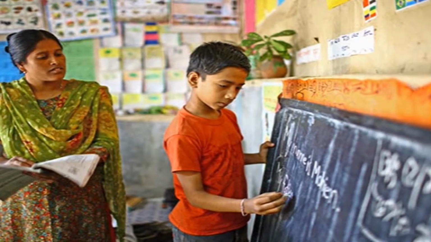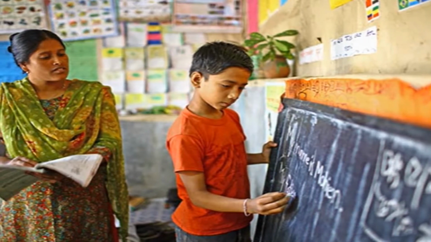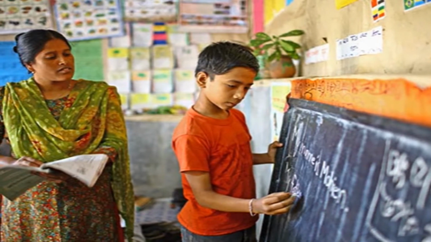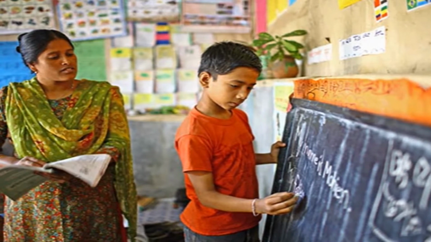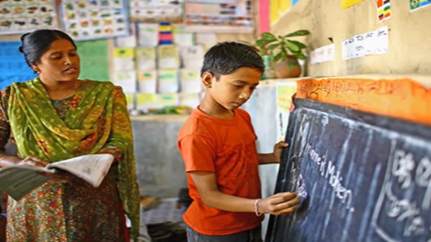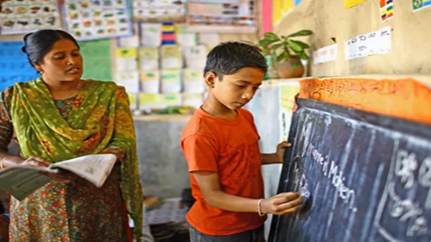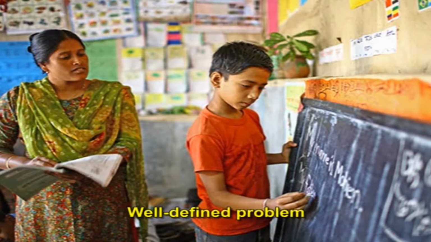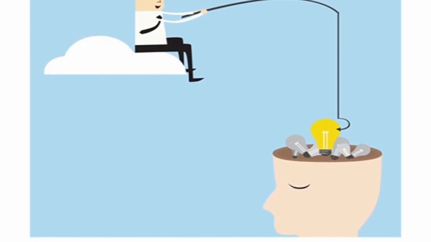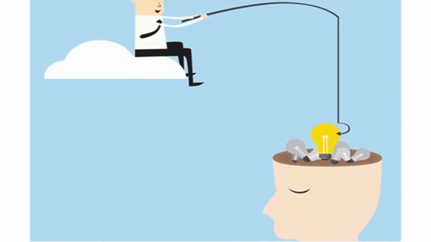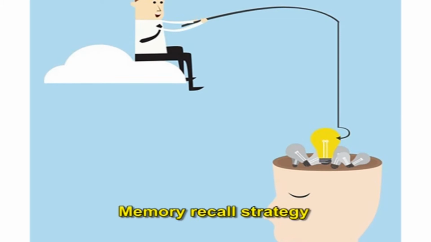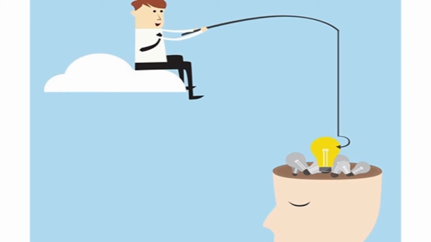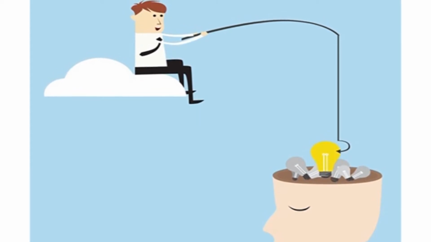For example, imagine that you are in school. If your teacher gives you a quiz that asks you to list the first 10 presidents of India in order and name one important historical fact about each, that would be a well defined problem. The instructions and expected outcome are clear and you can use a simple memory recall strategy to come up with the correct answer.